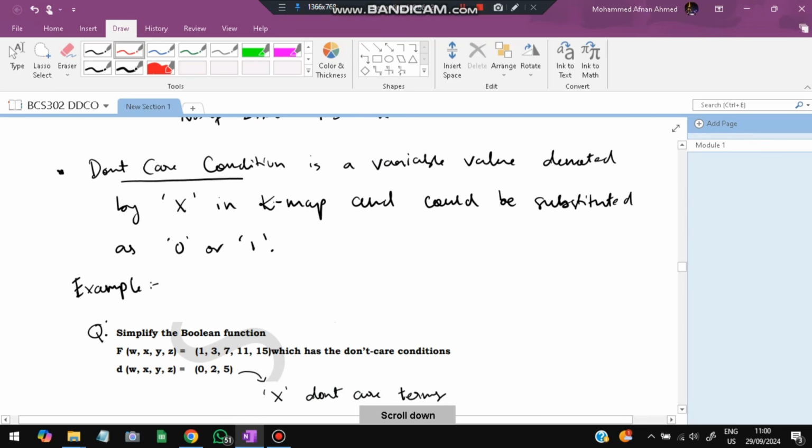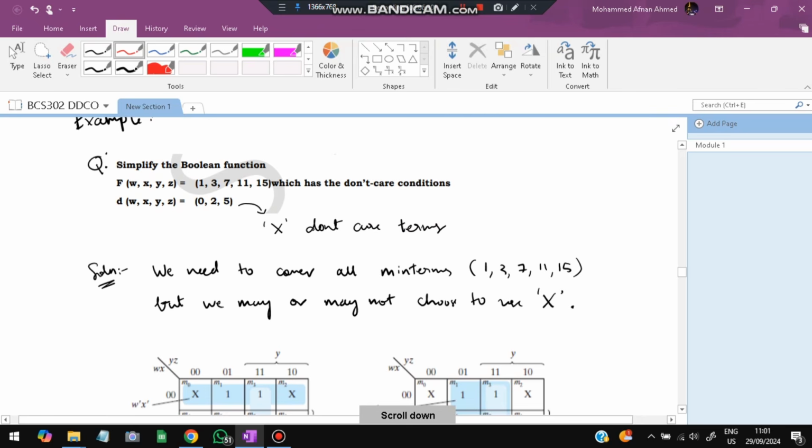Next we have the don't care condition. Don't care condition is a variable value denoted by x in a K-map. Like we have 0 and 1, we have an x here, and x can either be 0 or 1. It's upon us, we can use it or we cannot use it, based on whether using it is more simplifying, or not using it is more simplifying, and so on. For example, if you have been given a question like this, it's a very important question.